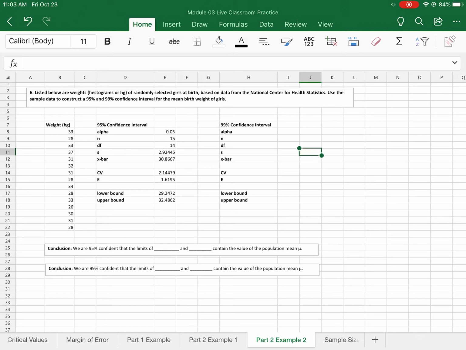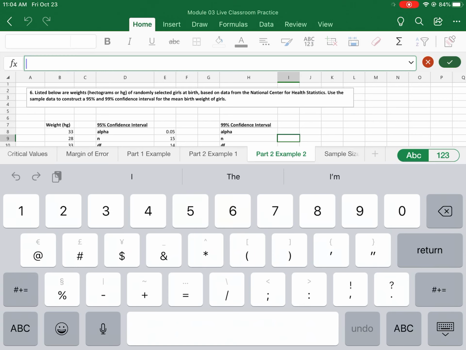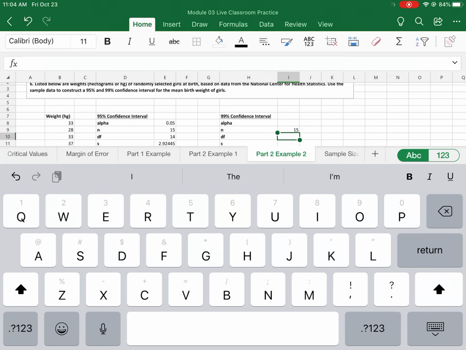Okay, so the next example in your notes is the same problem. The only difference is I want to do a 99% confidence interval. So one thing I'm going to do, and I reshot part of example 2 in module 3, just to show you how you can copy over data so you don't have to redo every equation again. Okay, so let's look at what's the same here. Just to practice, I know we could type in 15, but I'm going to practice doing this because in next week's module, you'll want to know how to do this. Okay, so I just hit equals, and then I click the cell I want to copy.